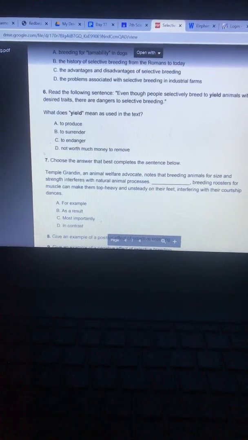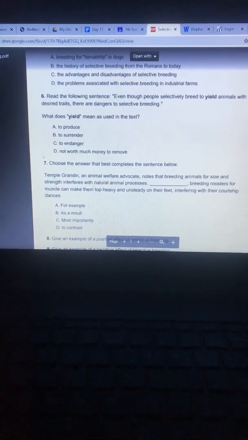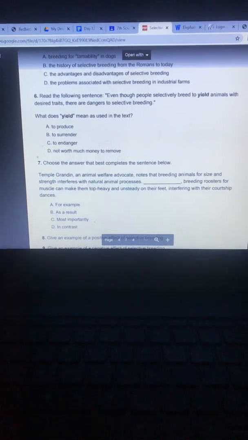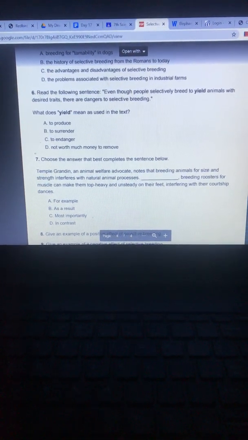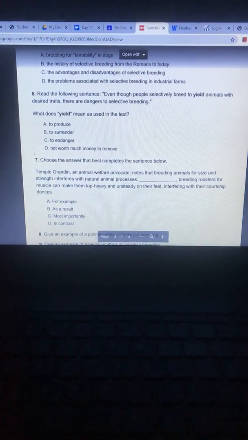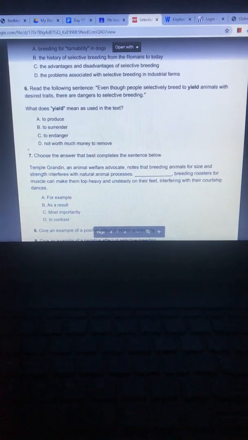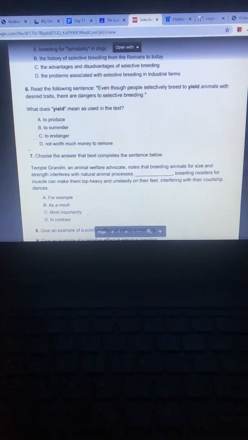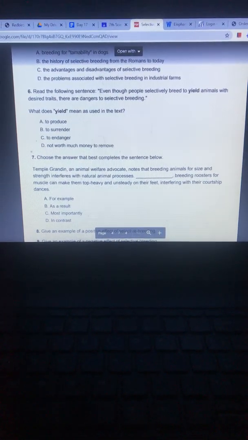Okay, number 7, choose the answer that best completes the sentences below. Temple Grandin, an animal welfare advocate, notes that breeding animals for size and strength interferes with natural animal processes. Blank, breeding roosters for muscle can make them top-heavy and unsteady on their feet, interfering with their courtship dances. So, what should go in the blank? For example, breeding roosters. As a result, breeding roosters. Most importantly, breeding roosters, or in contrast, breeding roosters.